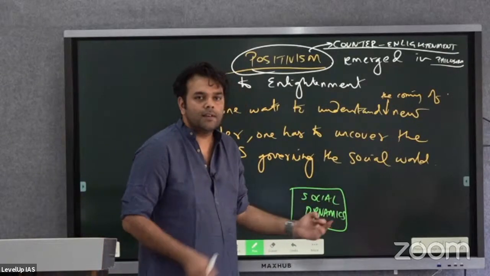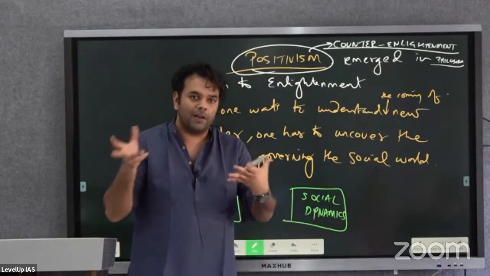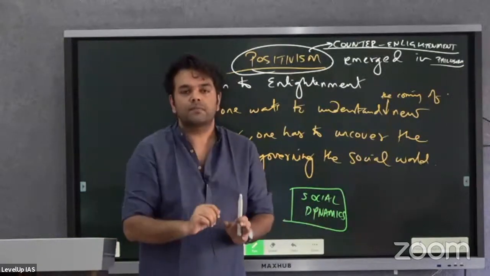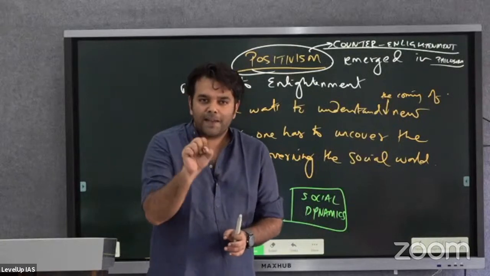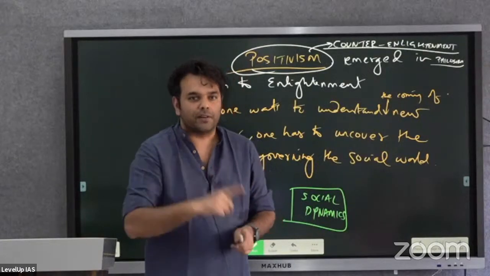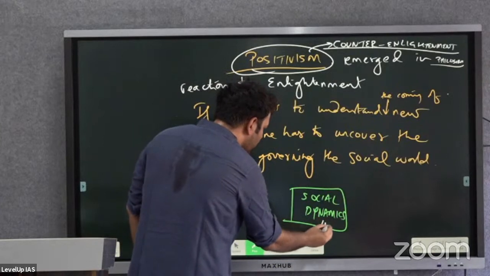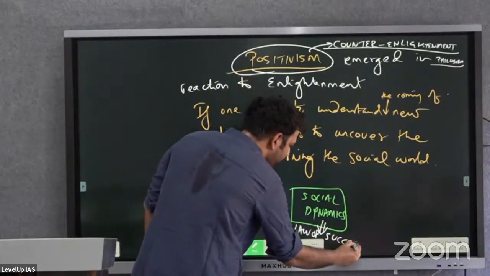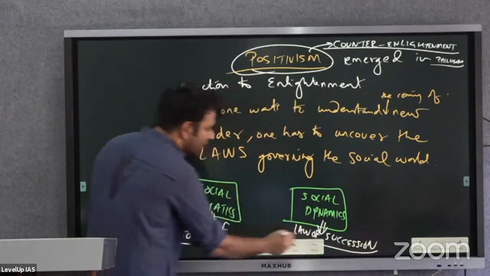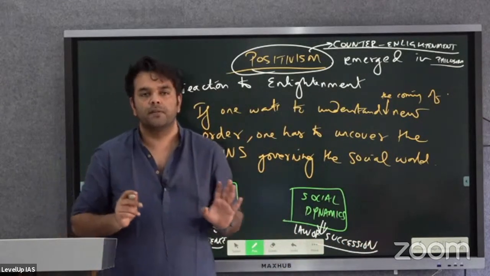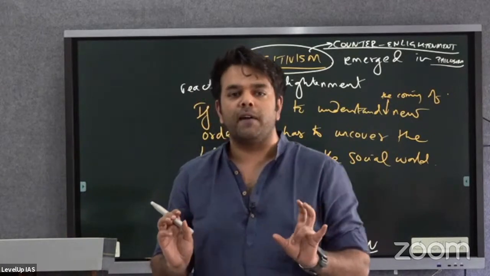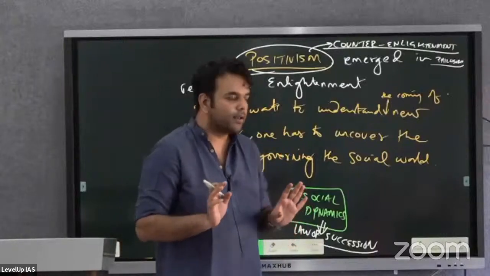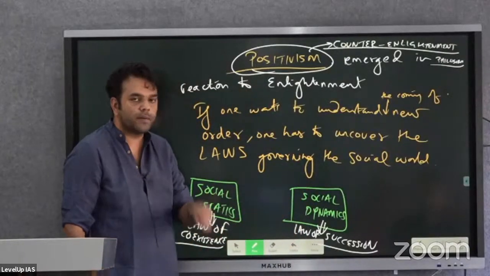Social dynamics means the changes brought about by enlightenment and economic factors into the French society. This was dynamism. Social dynamics can be explained by the law of succession in the language of Auguste Comte. Law of coexistence and law of succession. This is what we have to remember. These are the keywords.